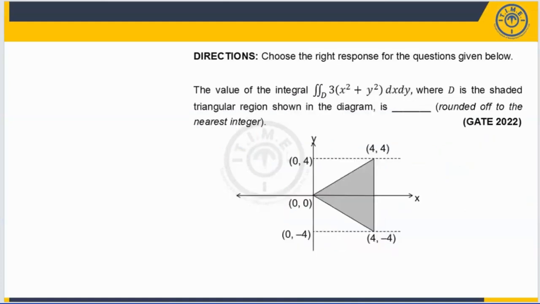So in 2022, this question was asked for EC. The value of the double integral over D of 3 into x square plus y square dx dy, where D is the shaded triangular region shown in the diagram. Round off to the nearest integer.